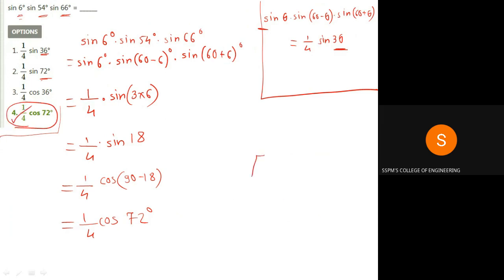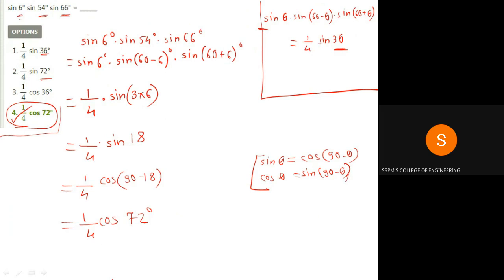Which properties did we use here? These two properties that you have already learned: sine theta is equal to cos of 90 minus theta, and cos theta is equal to sine of 90 minus theta. You have learned these two properties in previous standards. In such a way, this example has to be solved.